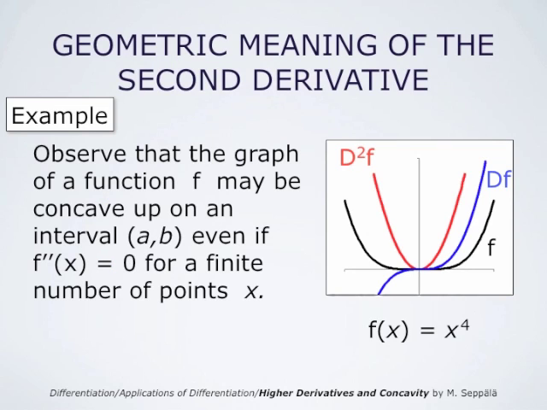One should observe that the graph of a function may be concave up on an interval from a to b, even if the second derivative takes the value 0 for some finite number of points. An example of such a situation is the function x to the fourth. Its derivative is 4 times x cubed, and the second derivative is 12 times x squared. 12 times x squared is positive except for x equals 0 when it takes the value 0. The graph of the function x to the fourth is, however, concave up everywhere.